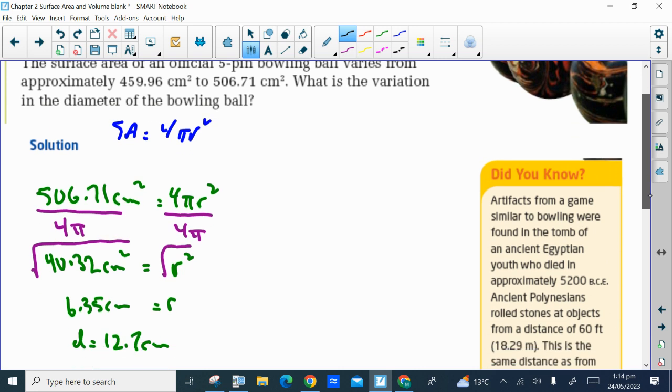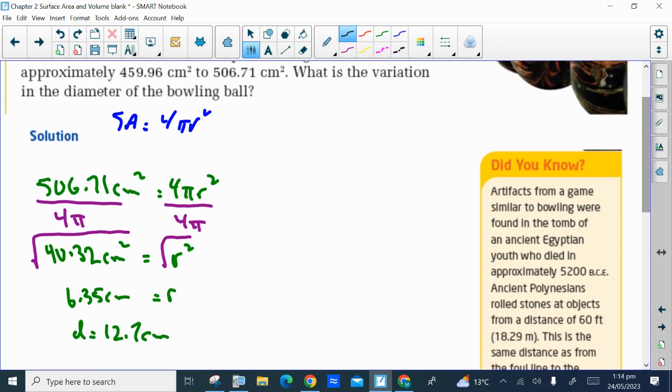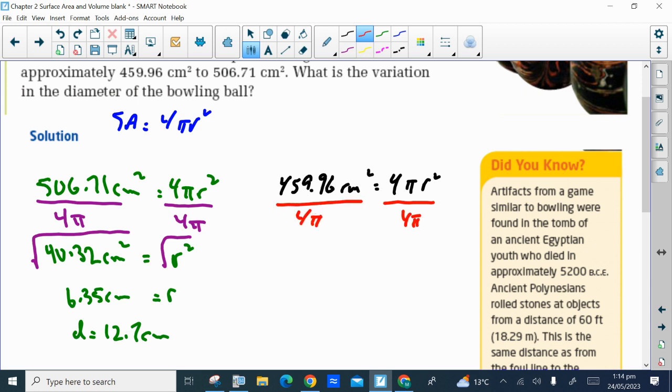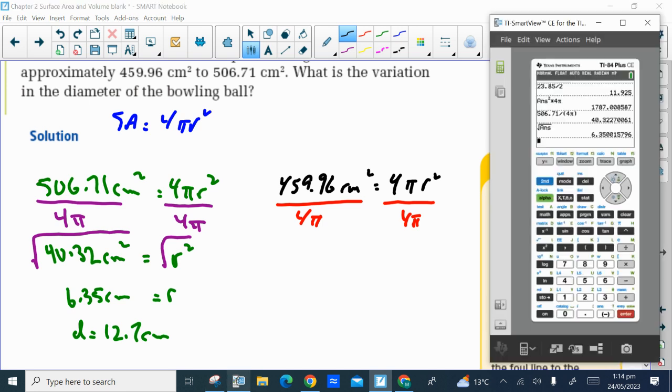The smaller bowling ball has a surface area of 459.96. And so that equals 4 pi r squared. That's our formula for surface area of a sphere. So again, we would divide both sides by 4 pi to get the r squared by itself. So 459.96 divided by, in brackets, 4 pi.